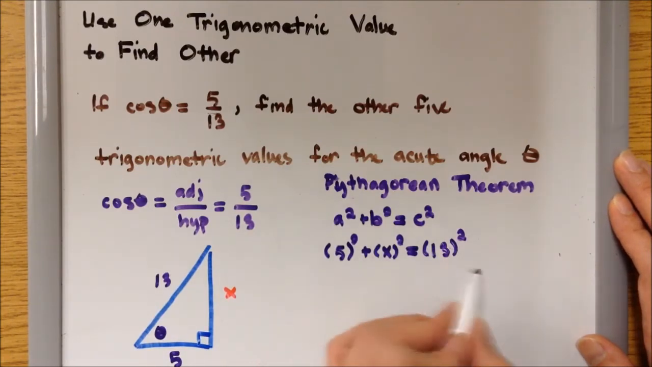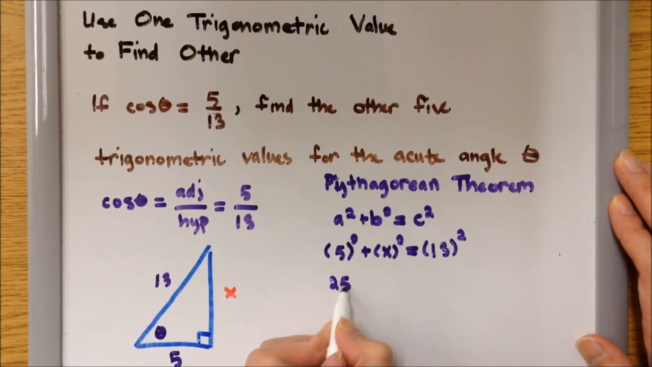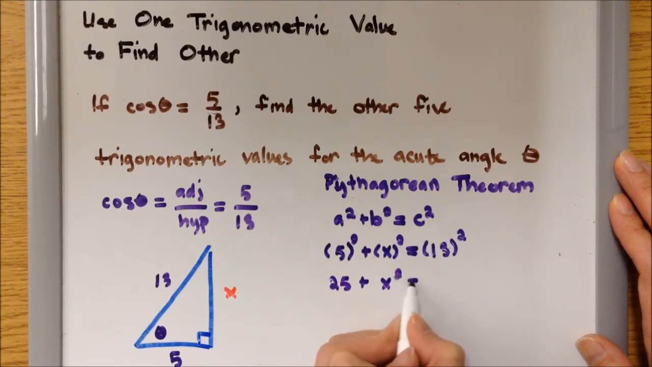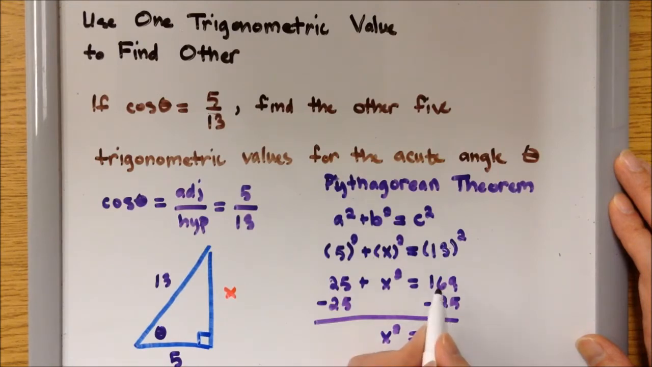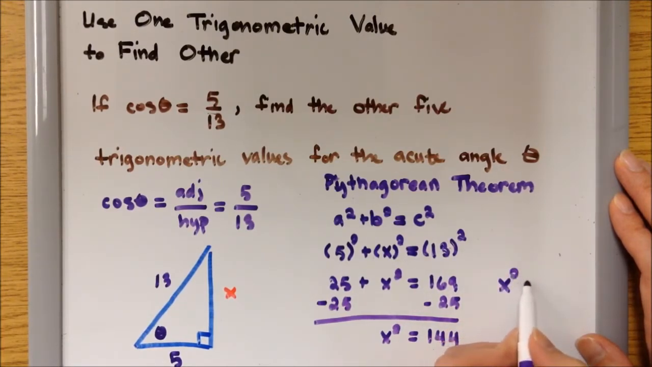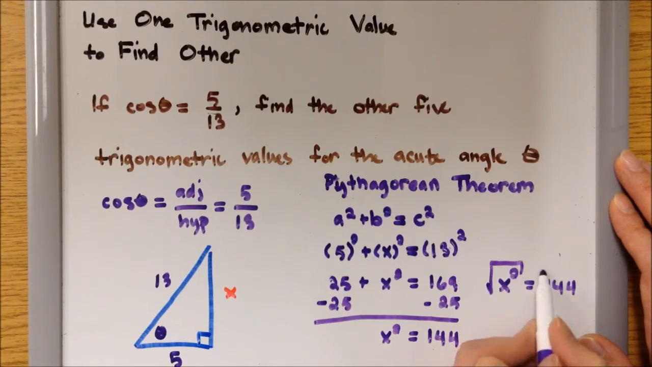Now if we were to work them out, 5 squared is 25 plus x squared equals 13 squared, which is 169. To solve for x squared, I would subtract both sides by 25, so now we have x squared equals 169 minus 25, which is 144. I'm going to write right here x squared equals 144. Now just to get x by itself, I need to get rid of the square, so I'm going to do the opposite of square, which is square root. Since I did it on the left, I gotta do it on the right. So x equals the square root of 144, which is plus and minus 12.